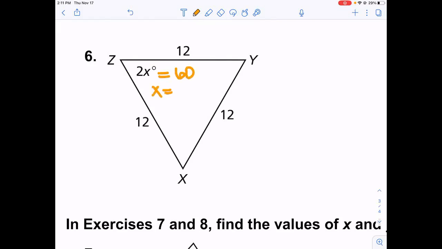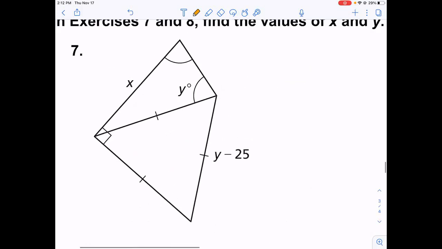Wait, that means that he has to be so right. X is 30. Wait. Hold on. So 60 plus 60 plus 60 is 180, right? So in an equilateral, equal angular triangle, all 3 angles are 60. Are we good with that? Okay. All right, let's look at this guy.